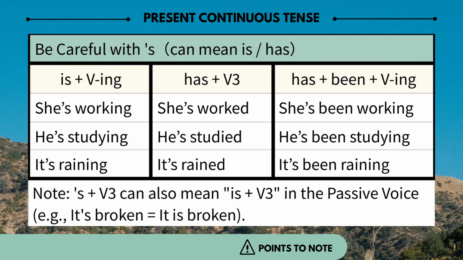Final message. When you see S, do not guess immediately that it means is. Always check the verb that comes after it. When you see V-ing, it usually indicates is. When you see V3, it may indicate has or a passive form, depending on the meaning. When you see been plus V-ing, it indicates has been. With practice, you will be able to understand S quickly and correctly in real reading and listening.